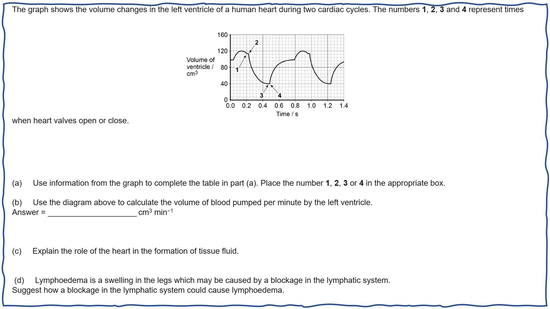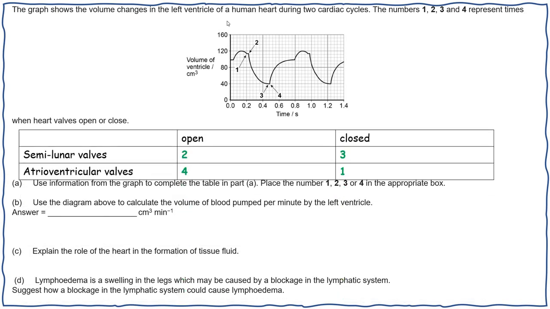The graph shows the volume changes in the left ventricle of a human heart during 2 cardiac cycles. The numbers 1, 2, 3 and 4 represent times when the heart valves are open or closed. Use information from the graph to complete the table in part A. Place number 1, 2, 3 or 4 in the appropriate box.